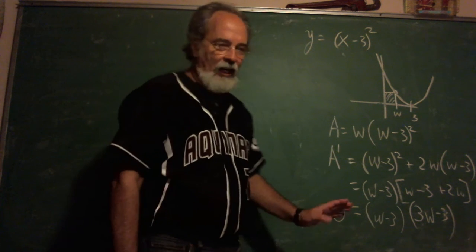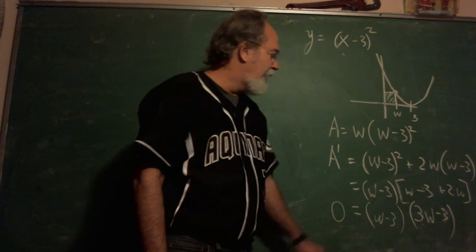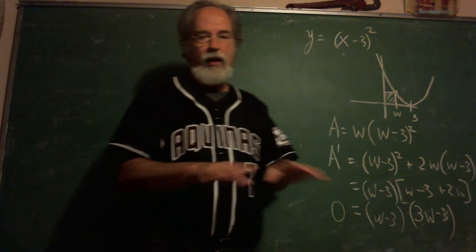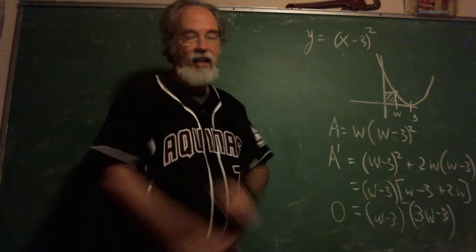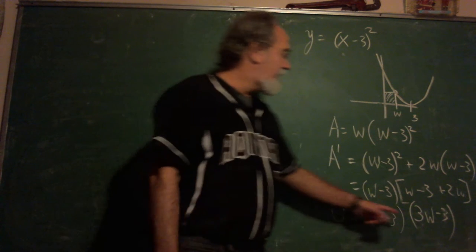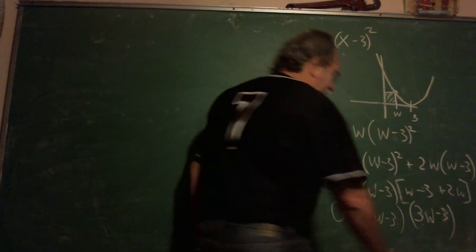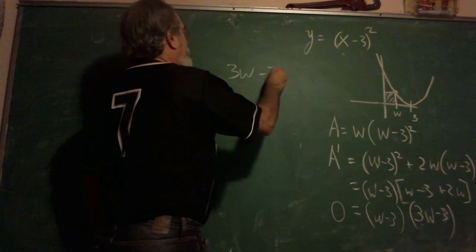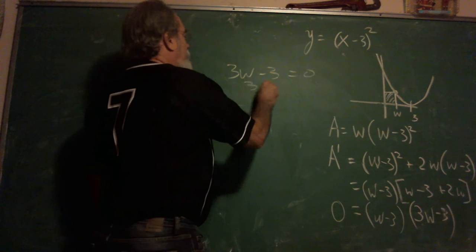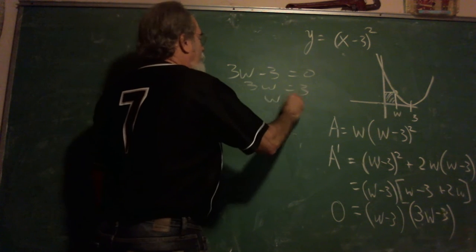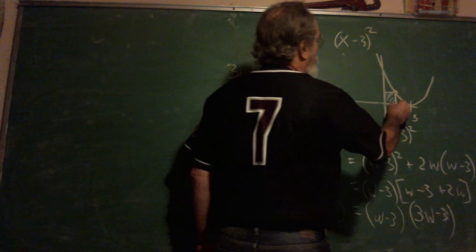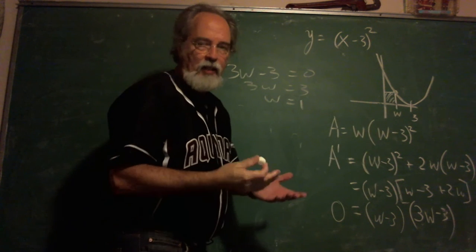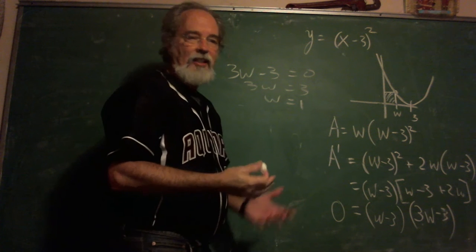Whoa! So check it out. W equals 3 is one of the places that gives us 0. But if W equals 3, we have no area. The rectangle would be flat. So that's a min. This guy, if we have 3W minus 3 equals 0, that's 3W equals 3. That's W equals 1. Oh, W equals 1 looks really good in this picture. It's a possibility. W equals 1 makes sense.